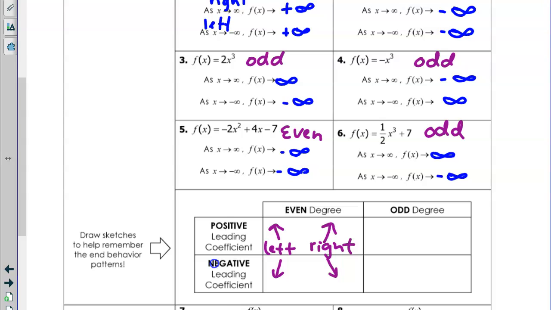Okay. And then if you go to the odd degree, remember they did opposite things. So if the leading coefficient was positive, the left was going down, and the right was going up. So for an odd degree with a positive leading coefficient, think parent function. The negative reverses that. So now the left is going to go up. Exactly. So again, with a positive leading coefficient, think of the parent function. The negative reverses that. Odds always go in different directions, evens always go in the same direction.